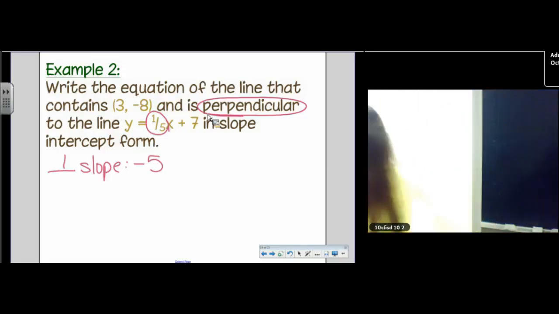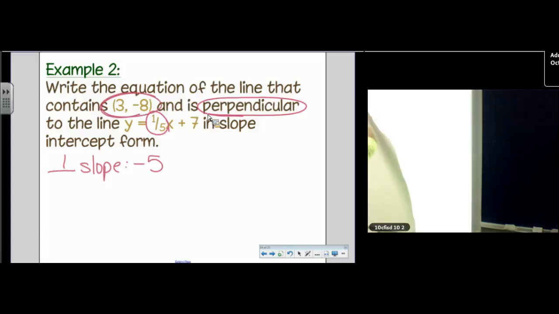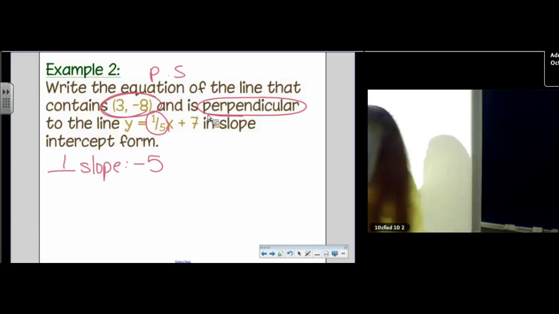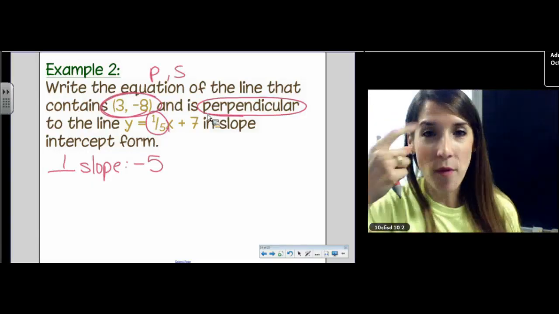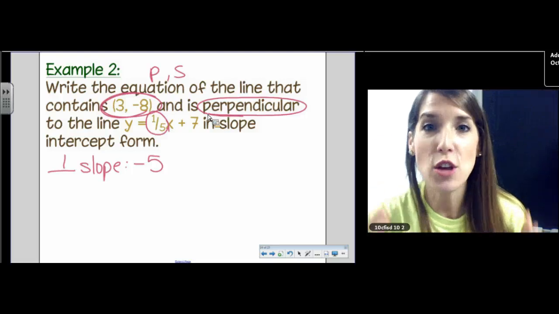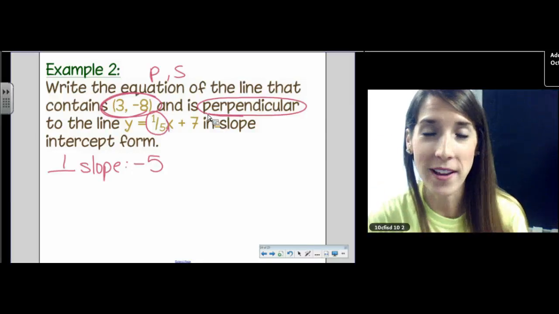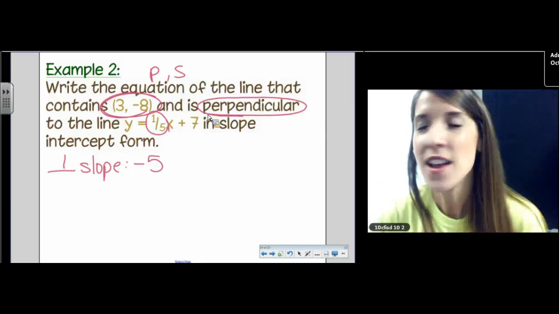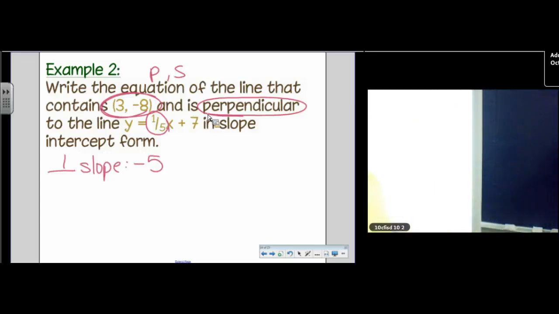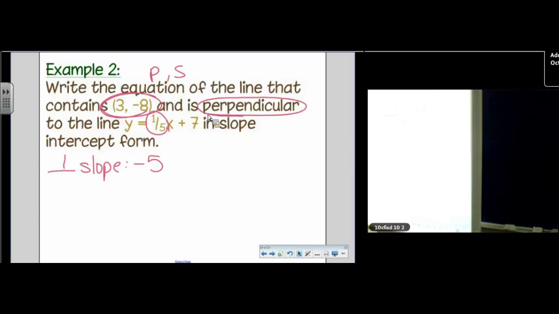We now have a point. We have a point and we have a slope. So guess what? When you have a point and you have a slope, you're going to use point-slope form because you have a point and you have a slope, and that's its name. So you look in your notes and you see what point-slope form says.